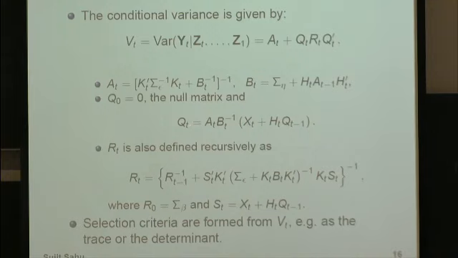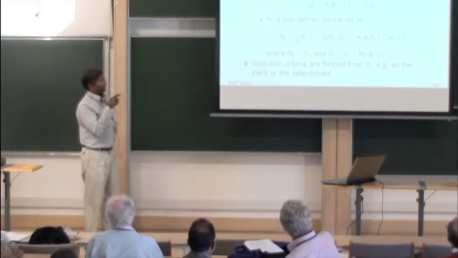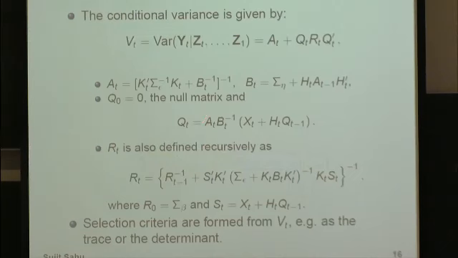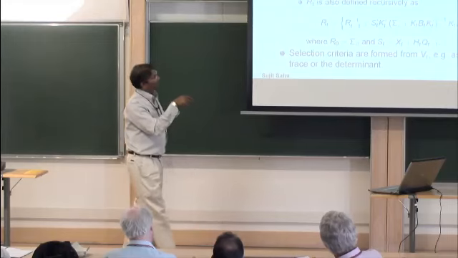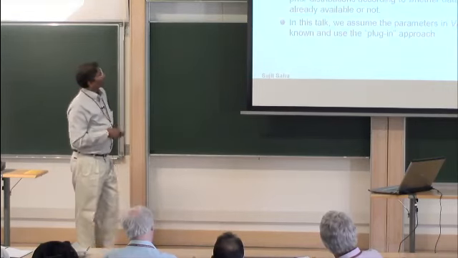And then, because xt beta is there, we'll have Qt is At Bt inverse Xt plus Ht Qt minus 1. This At Bt inverse is sometimes called the Kalman gain matrix or something like that. And then this Rt is the variance of beta, the marginal variance of beta, and that can be seen like this as well. So this can be derived, and then as we said earlier, we can find the trace or determinant of this matrix Vt as our criteria.